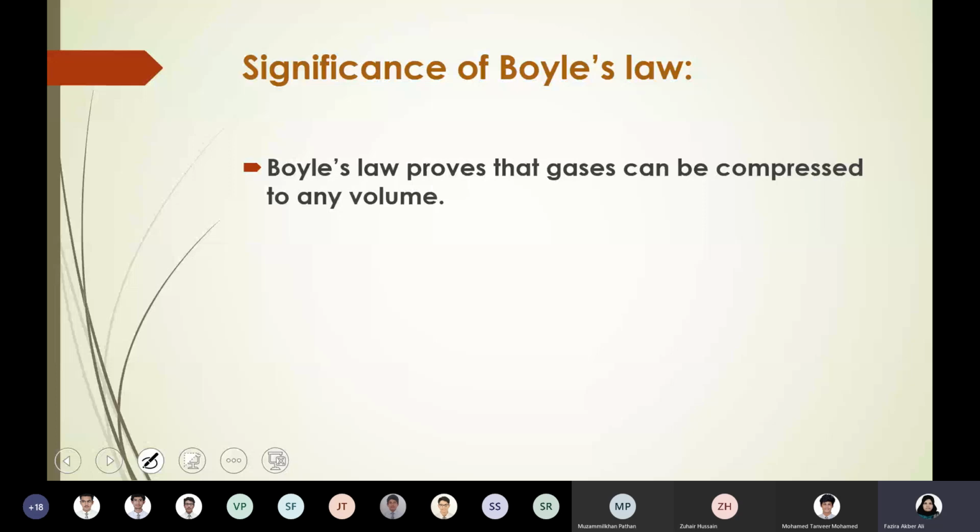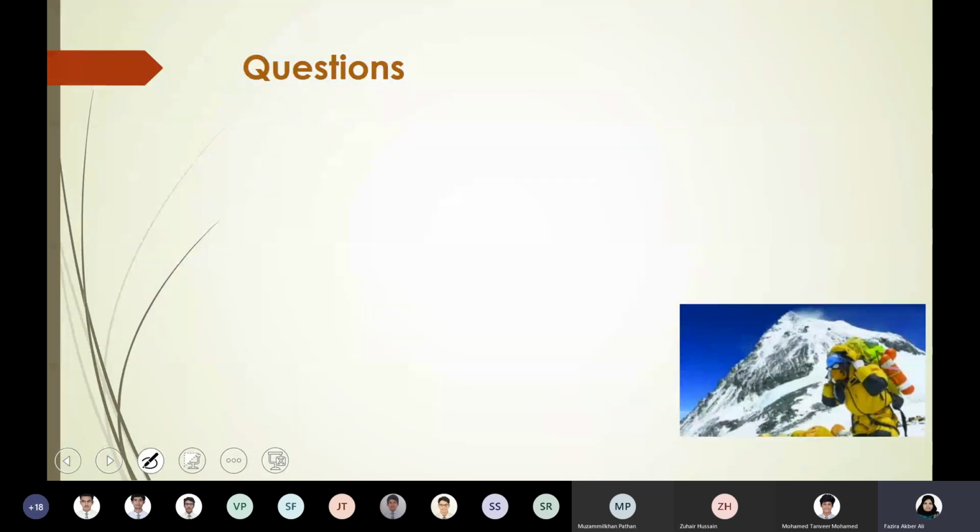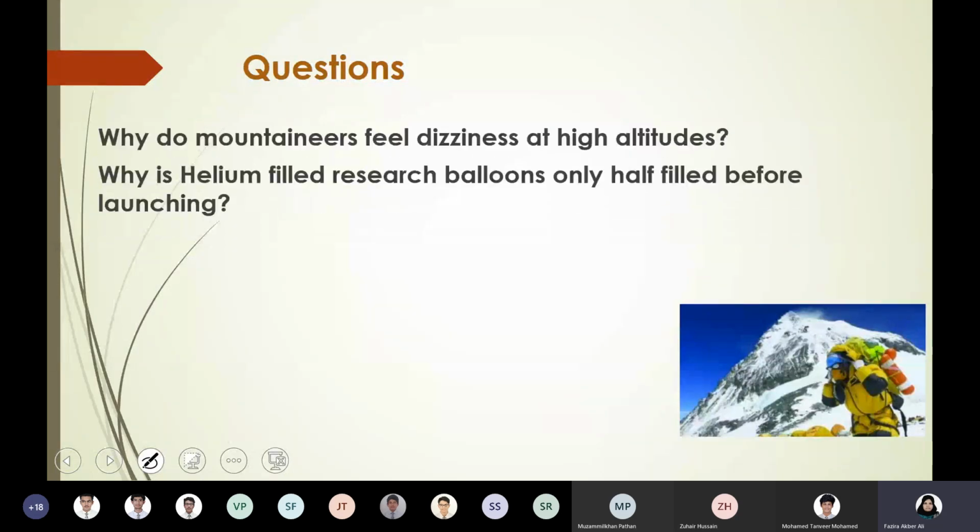The application questions which come from Boyle's law will be like this. Why do mountaineers feel dizziness at high altitudes? Or the next question, why are helium-filled research balloons only half filled before launching?